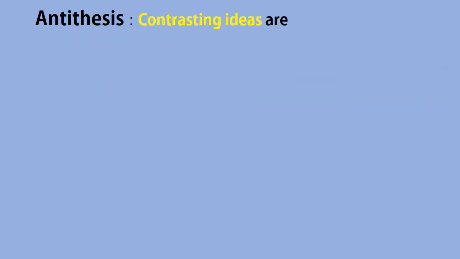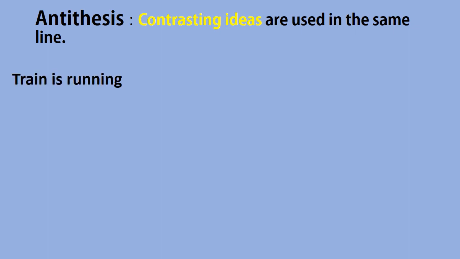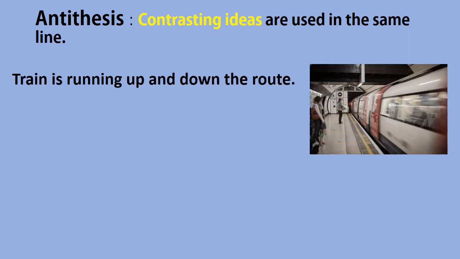The next type is antithesis, that is contrasting ideas are used in the same line. Two opposites are used in the same line. Train is running up and down the route. It goes up the route and down the route. Here, up and down, two opposites are used in the same line or same sentence, we can say.